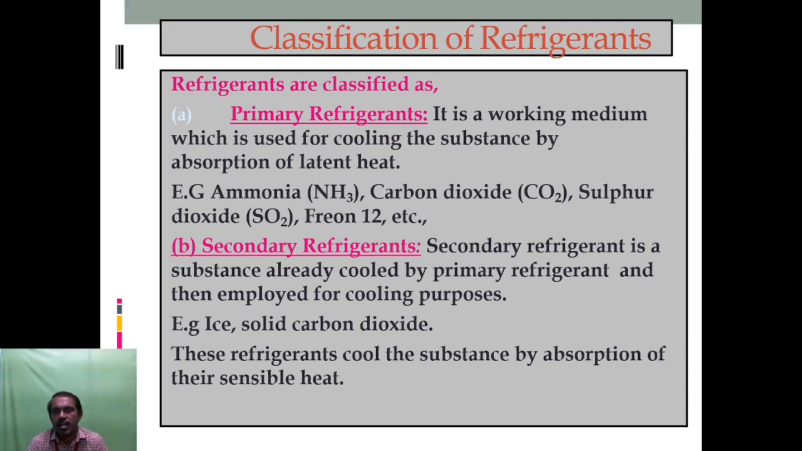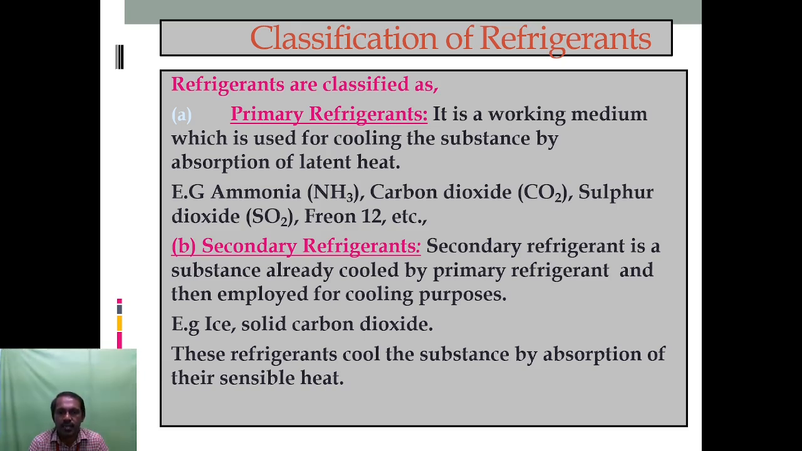Already we discussed refrigerants. There are two types: primary and secondary refrigerant. The primary refrigerant is a working medium used for cooling a substance by absorption of latent heat. For example, ammonia, carbon dioxide, sulfur dioxide. The primary refrigerant is in the liquid state.